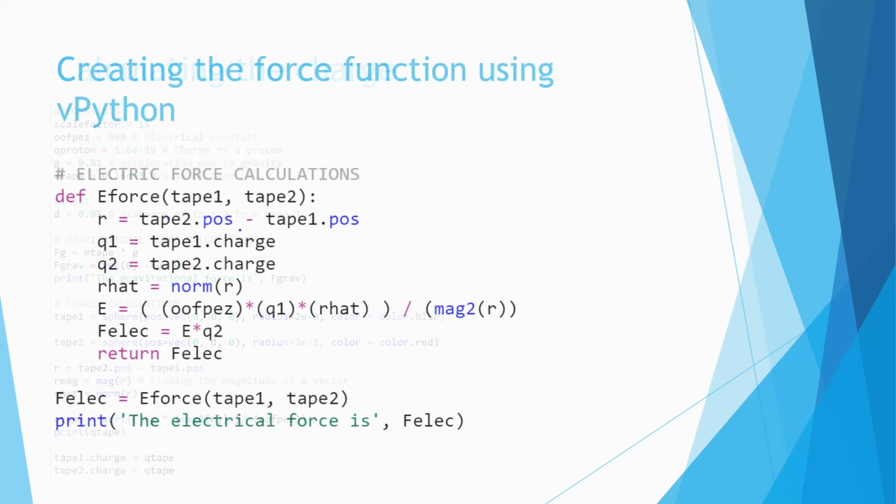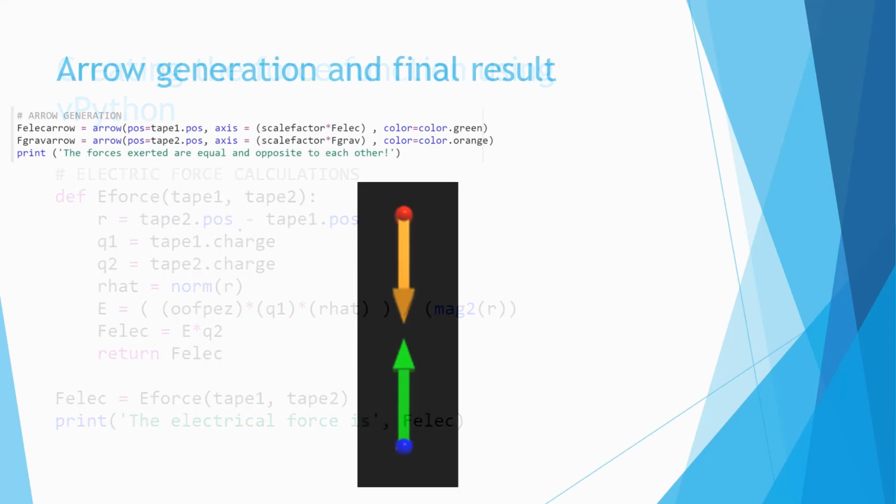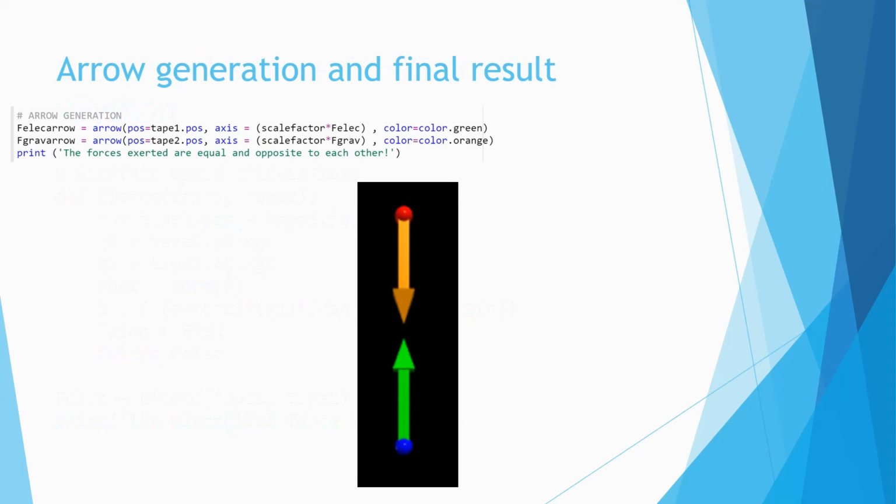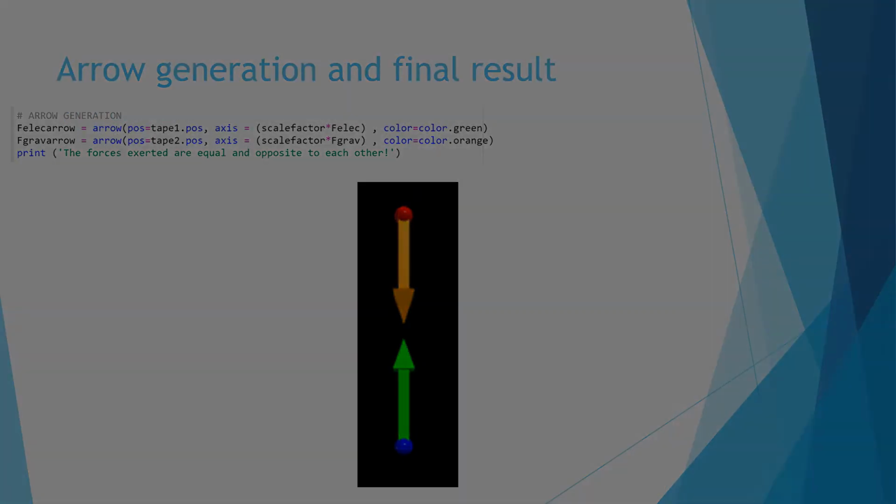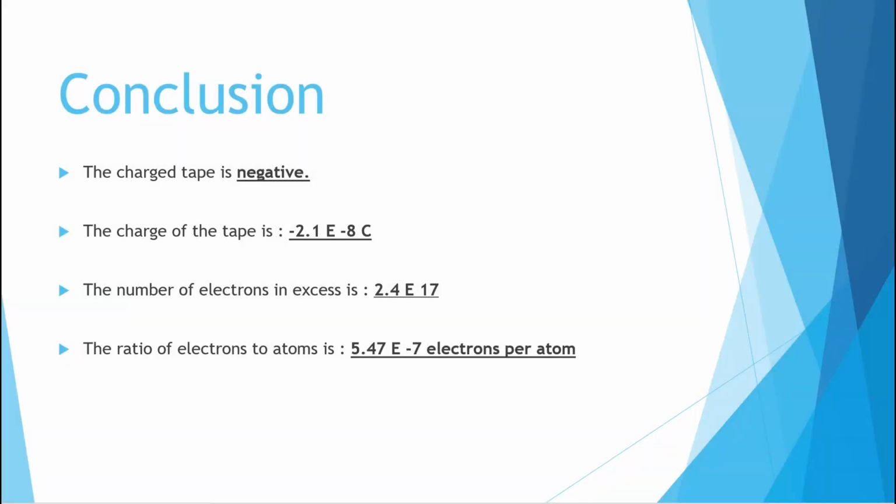Using a function created to calculate the force, with the two tapes as the inputs, the electric force on tape 2 from tape 1 was calculated and expressed as a vector. To create the pictorial results shown here, the arrows representing the force were created using the appropriate axes and starting positions. In conclusion, the following results were obtained.